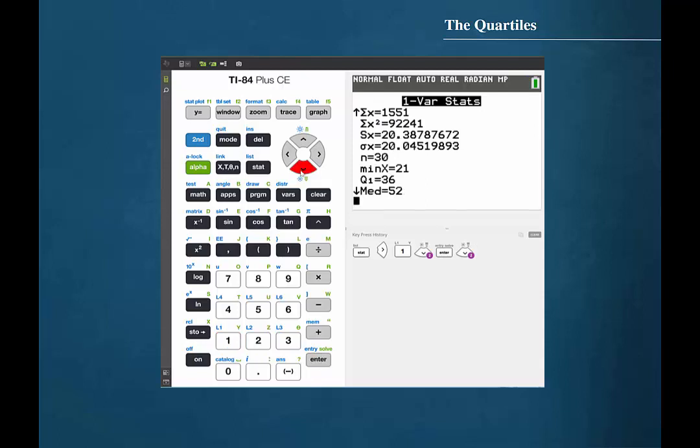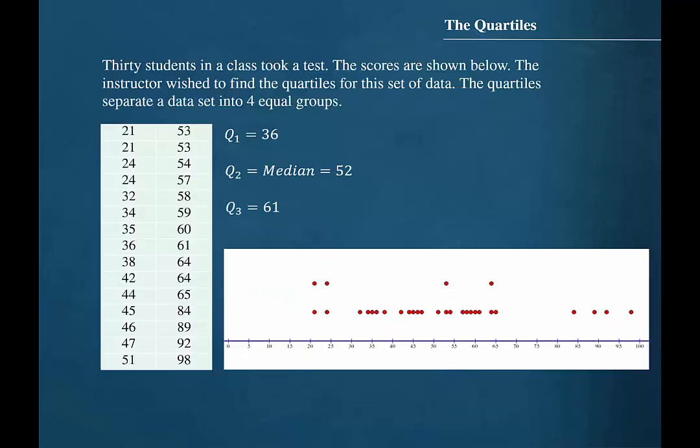Then cursor down to the bottom and we will find that the first quartile is 36, the median or the second quartile is 52, and the third quartile is 61. Here is a dot plot for the data.